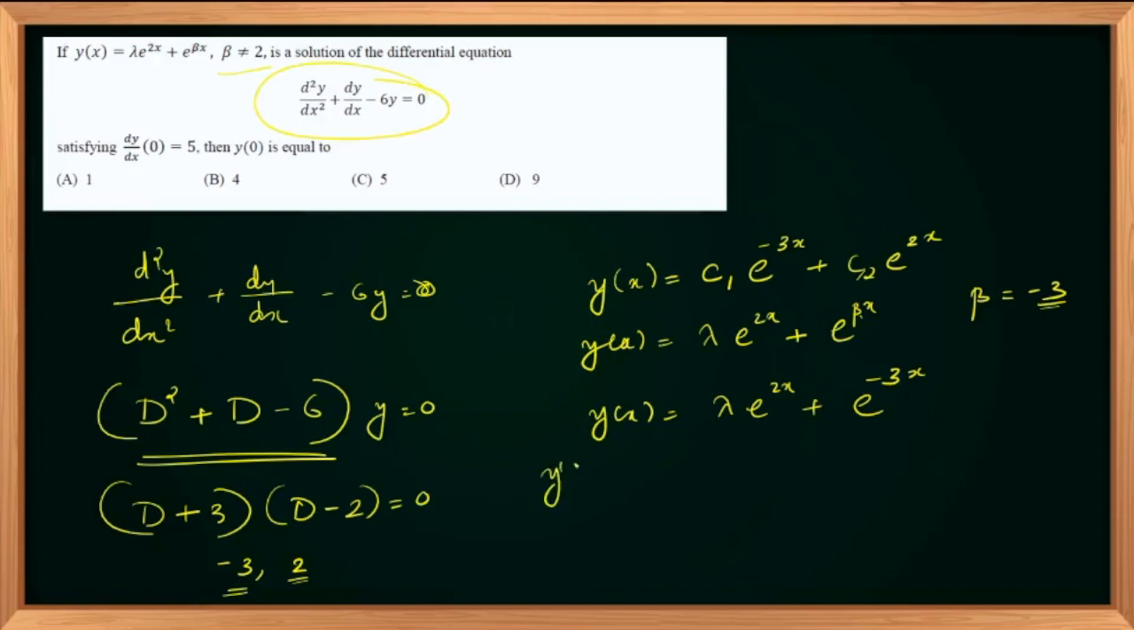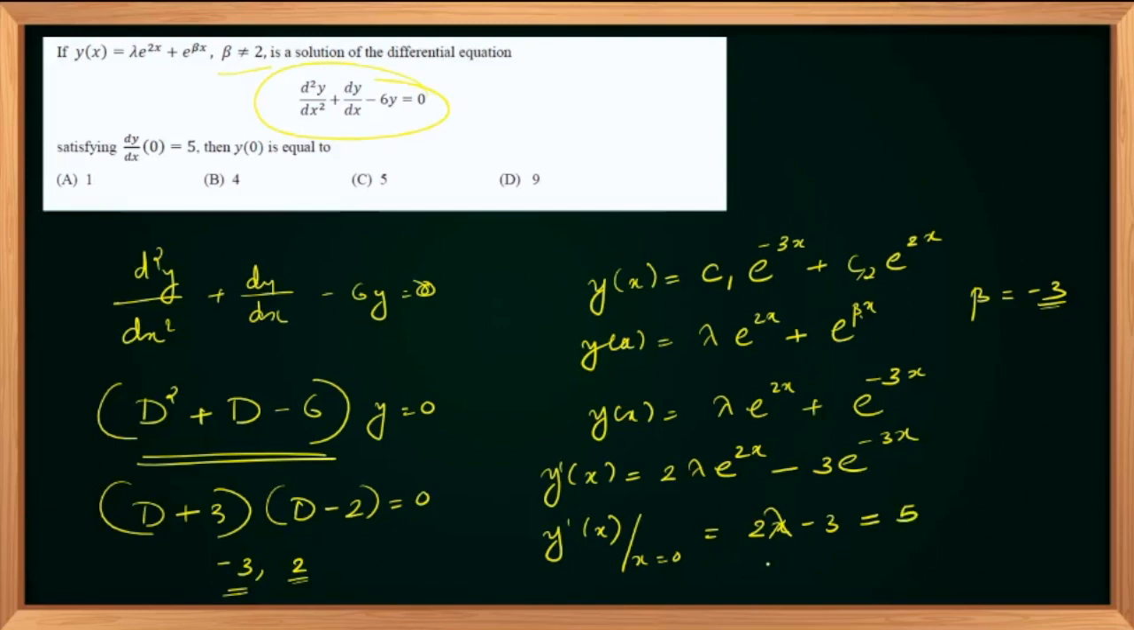Now what is y'(x)? If you differentiate this, y'(x) will be 2λ e^(2x) - 3 e^(-3x), right? Now you put x equal to 0, y'(0) will be equal to 2λ - 3, right? And 2λ - 3, they have given the answer to be 5. Which means I will get λ equal to (3 + 5)/2 = 8/2, which is 4. So λ is also obtained now. λ is equal to 4.